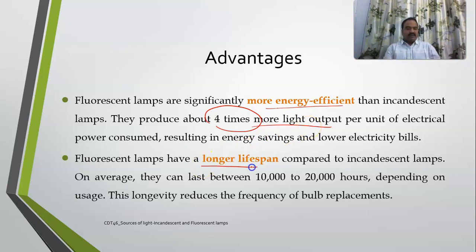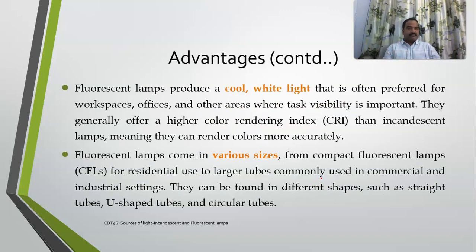And they have a very long lifespan, typically between 10,000 to 20,000 hours, which is 10 times higher than that of your incandescent lamps. One more advantage is that they can produce a very cool white light. You can see your tube lights can be cool white lights, whereas your incandescent lamps produce a warm yellowish to reddish light, right?